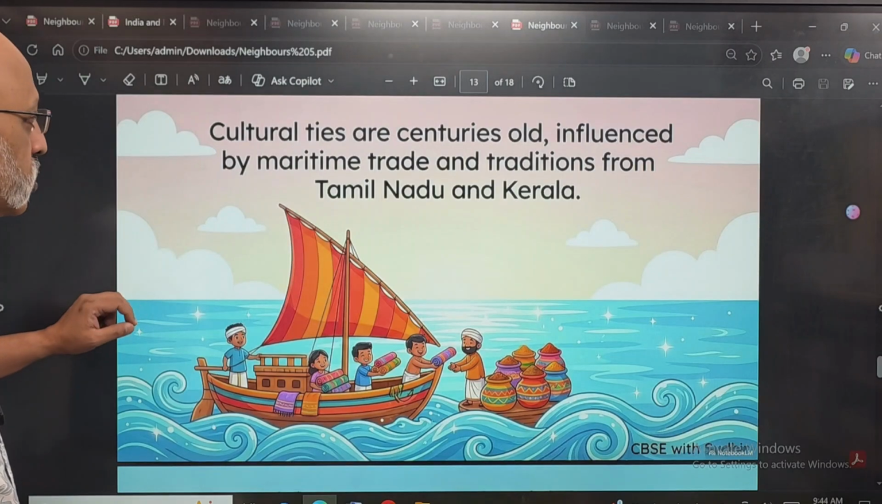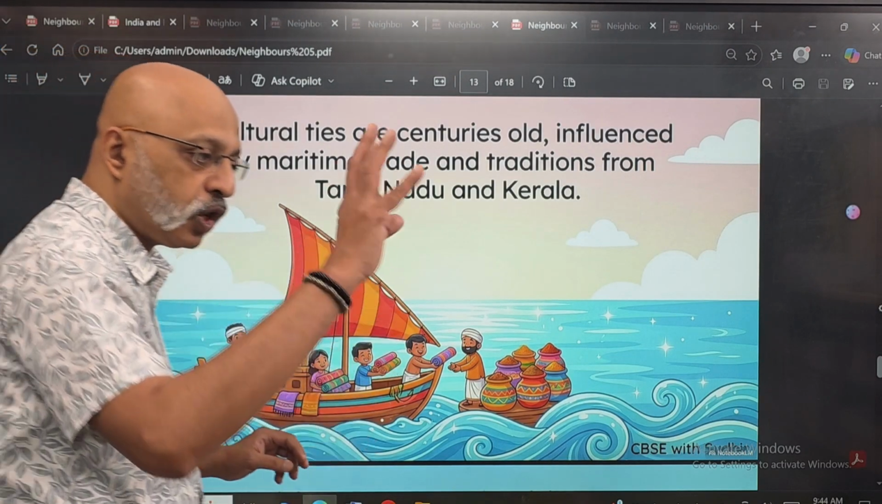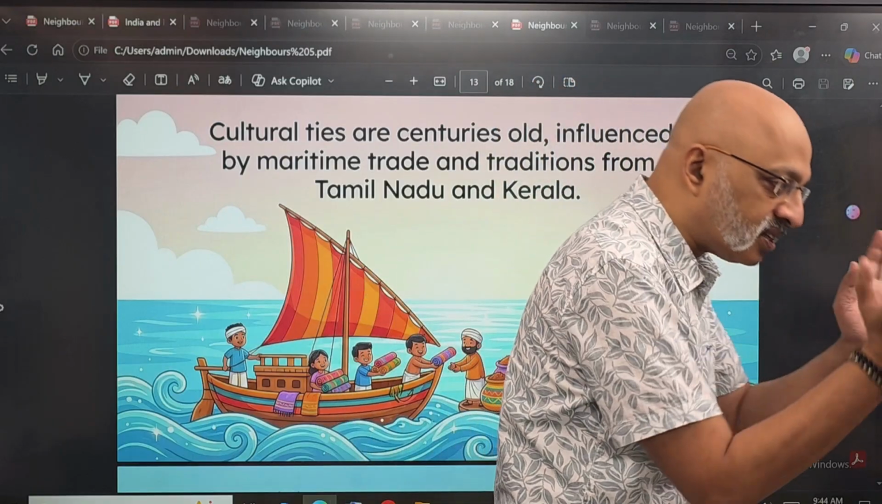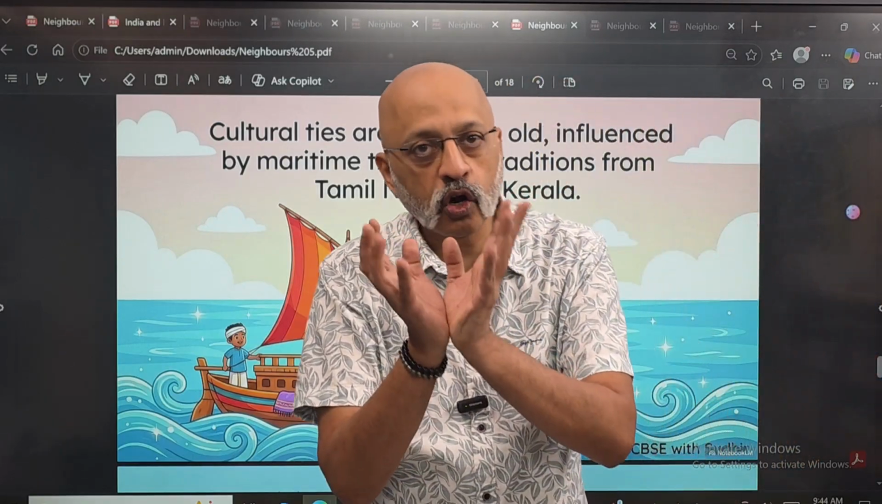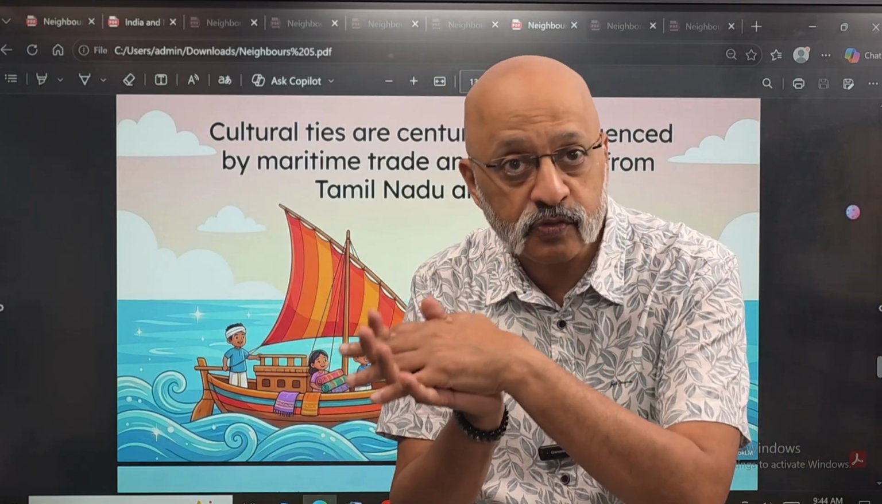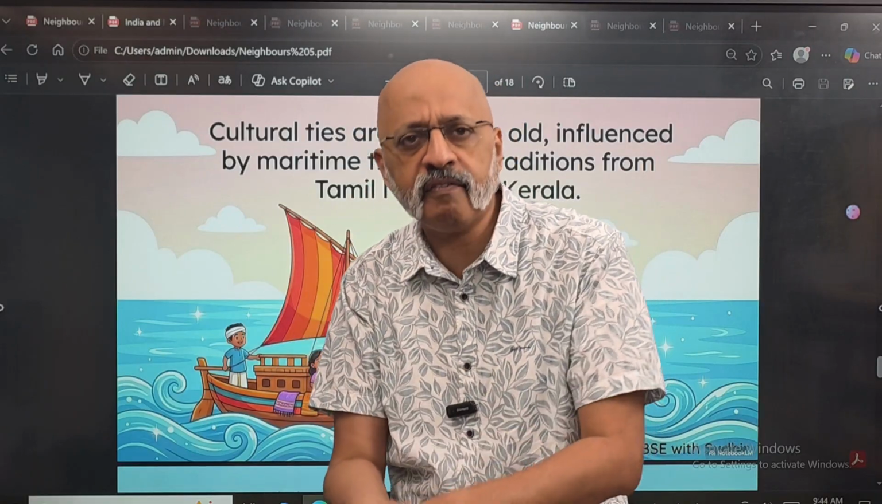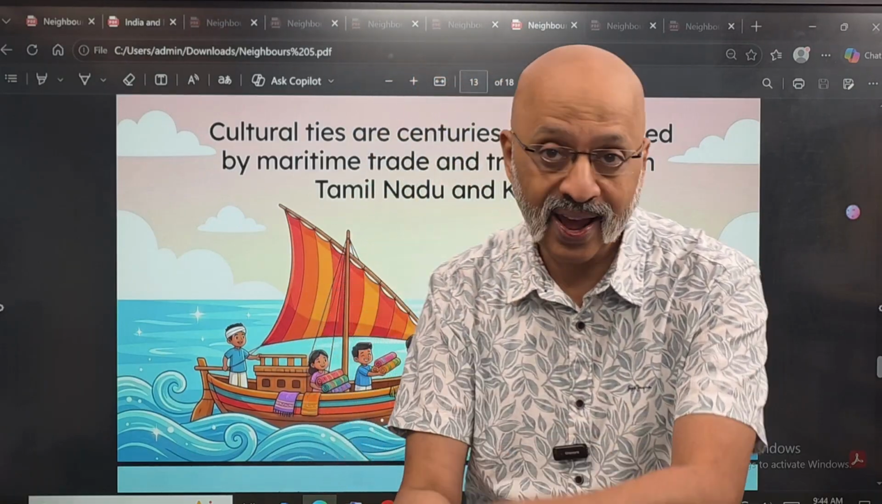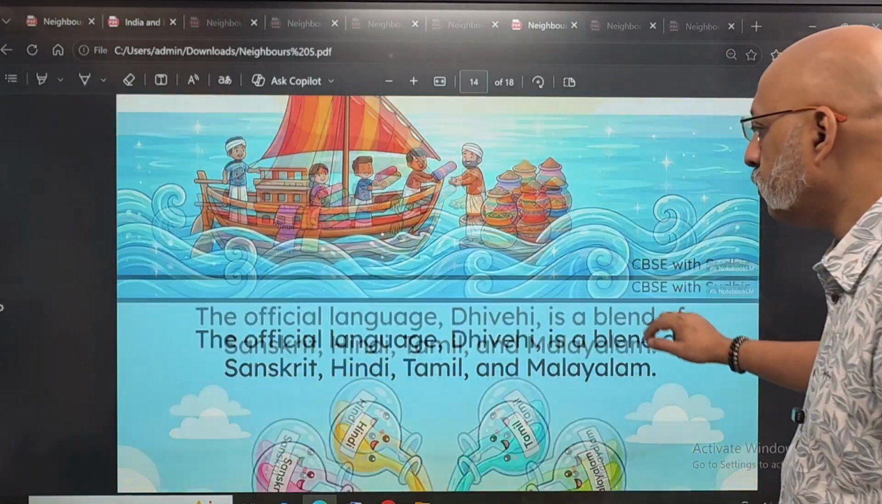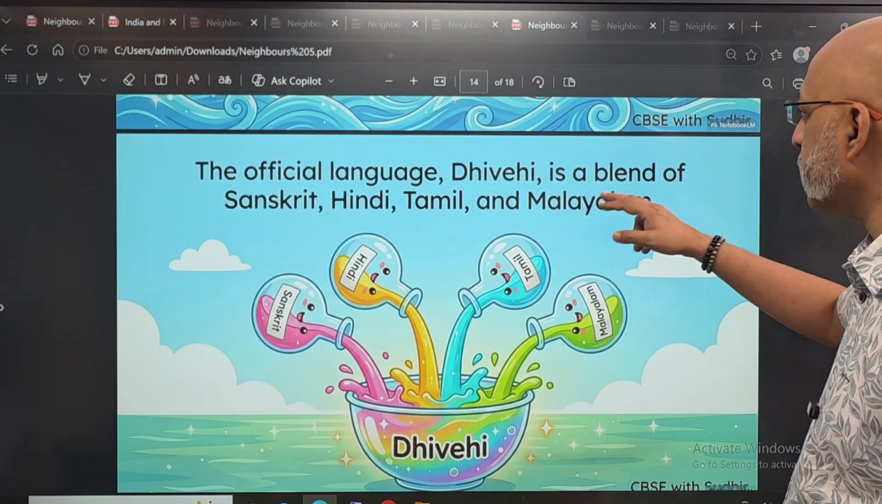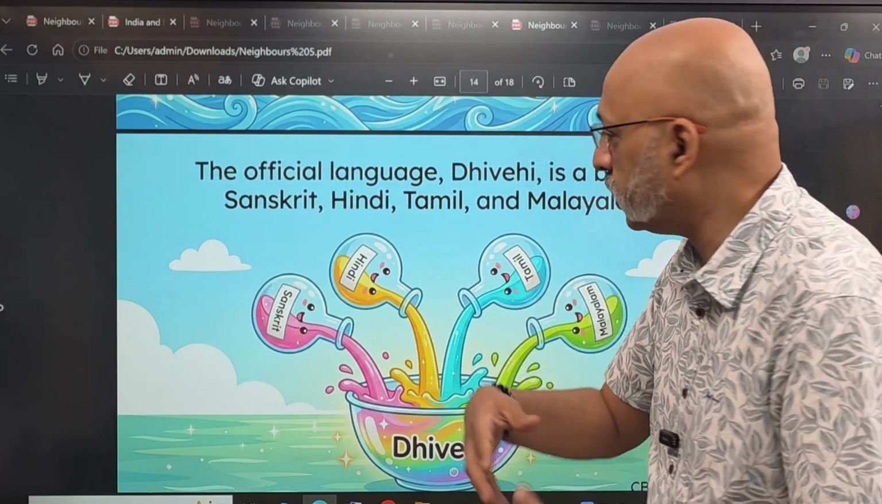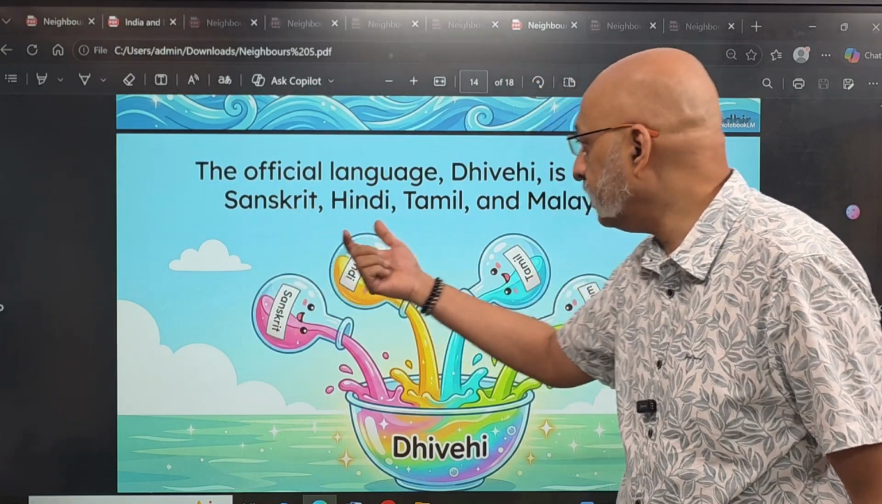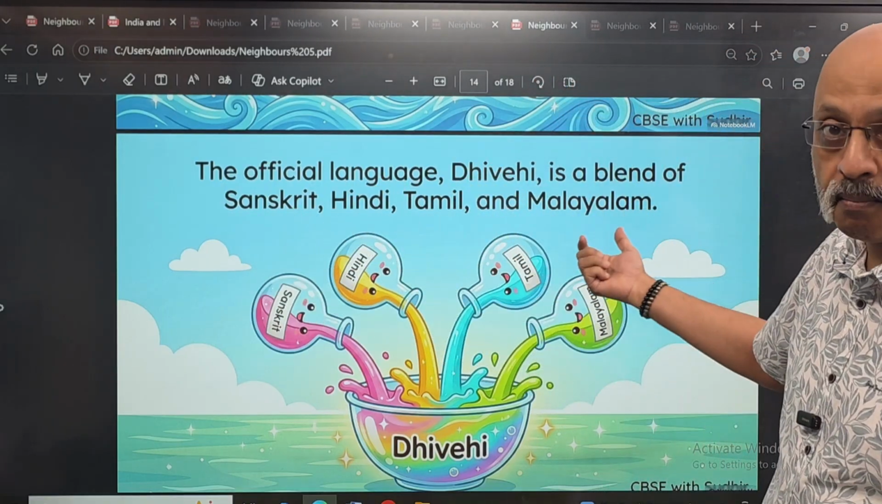Cultural ties are centuries old, influenced by maritime trade and traditions from Tamil Nadu and Kerala. Because Maldives is very close to the southern part of India, you have a lot of influence of both Kerala as well as Tamil Nadu, be it in terms of language, culture, music, food, everything. Then the official language, Divehi, is actually a mixture of Sanskrit, Hindi, Tamil, and Malayalam, right?